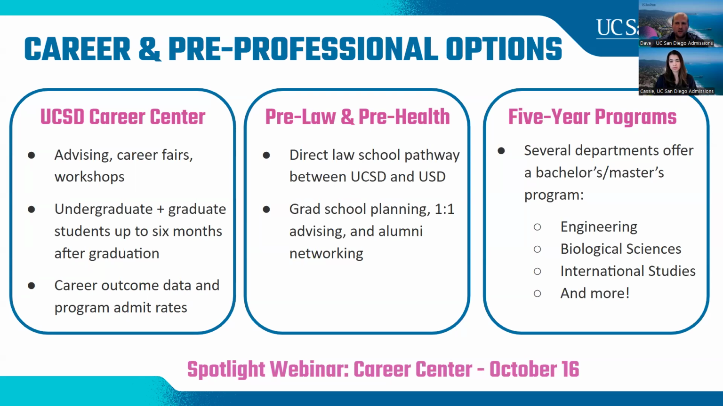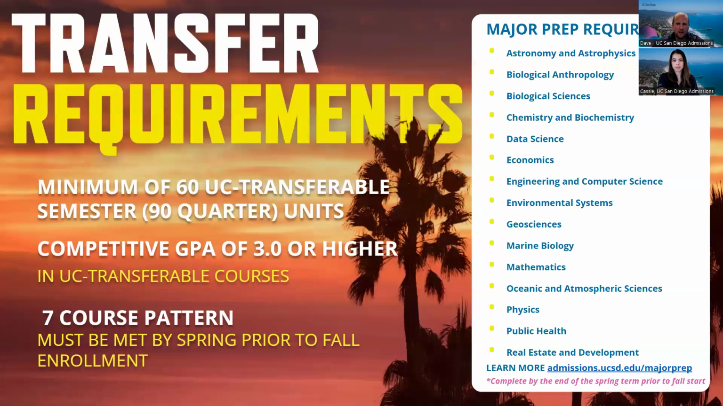All right, so on to our next topic. Before we really dive into our next topic, I wanted to briefly display our transfer requirements because this will provide a lot of context for our next slide, where we will dive into some of these more specifics. You can see transfer students must have a minimum of 60 UC transferable semester units or 90 quarter units, meaning that we are accepting students at junior level standing.